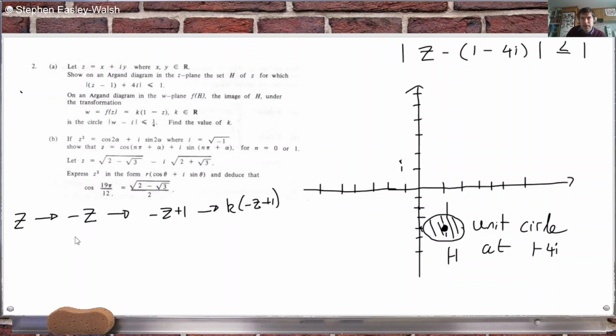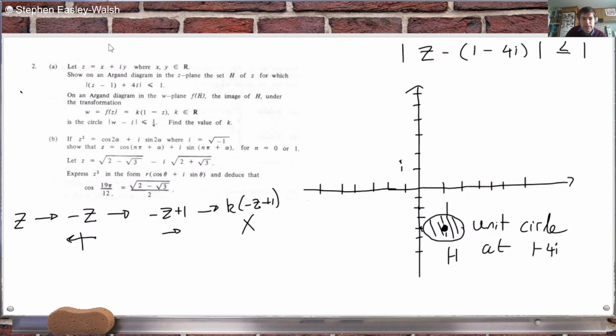So this here is a reflection, isn't it? Yeah, it gets reflected through the imaginary axis. And then this is a translation to the right by 1 unit. And then this is a rescaling. And we have to show that we get this circle.